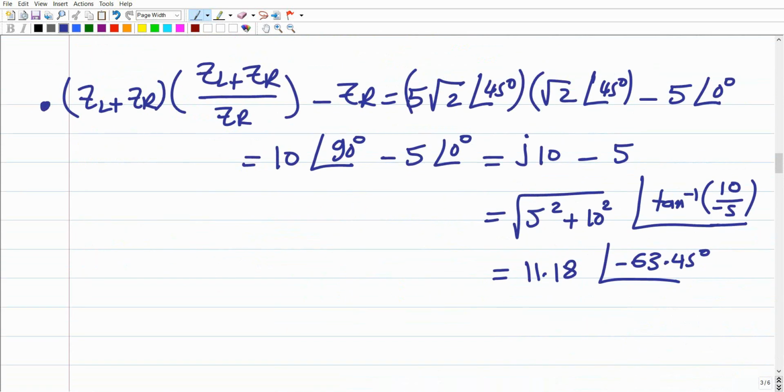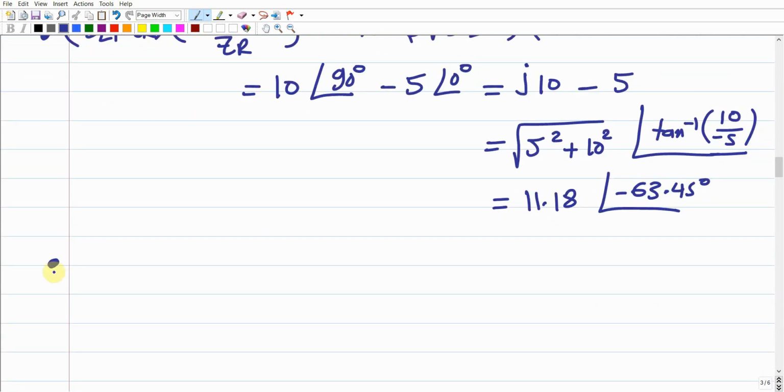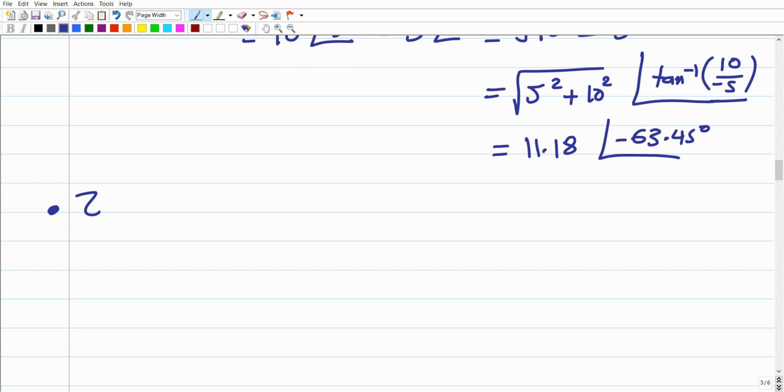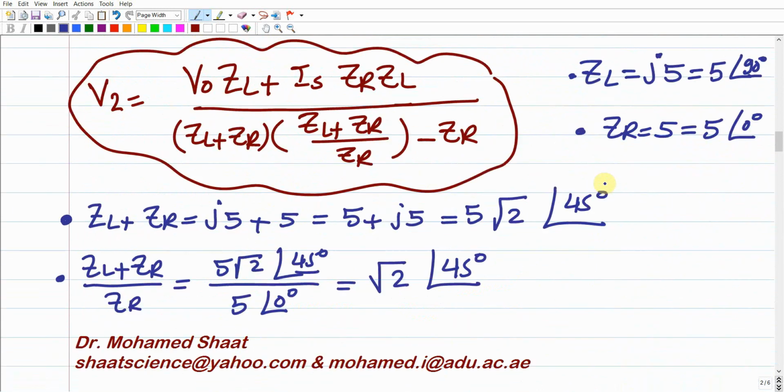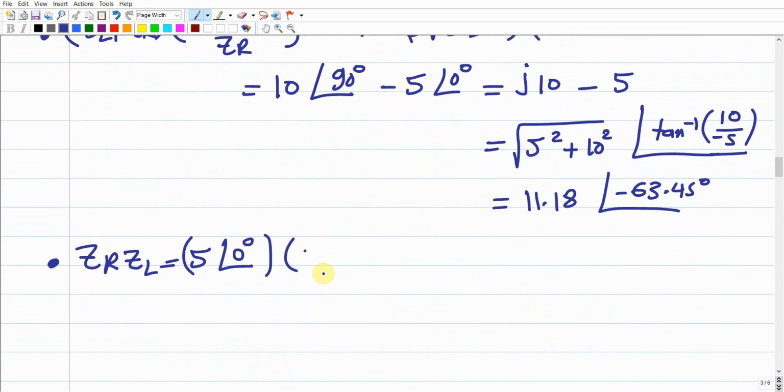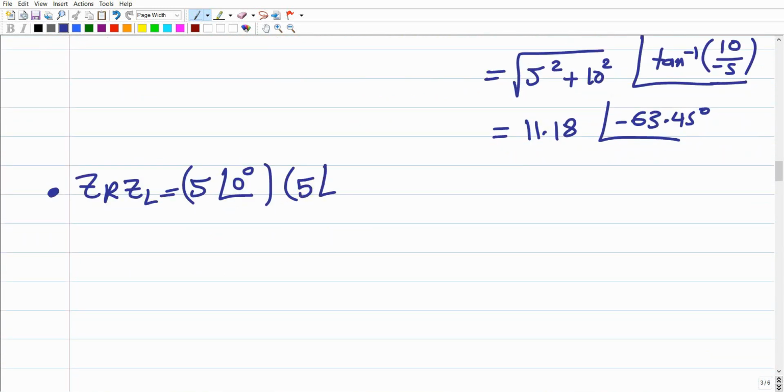One more operation to go to substitute and to find V2. So we need to multiply ZR times ZL as already given. ZR is already given by 5 angle 0 times ZL, which is 5 angle 90. The multiplication should be done in the polar form. So doing the multiplication definitely gives us 5 times 5, 25, and then we sum the angles. So 0 plus 90 is just 90.